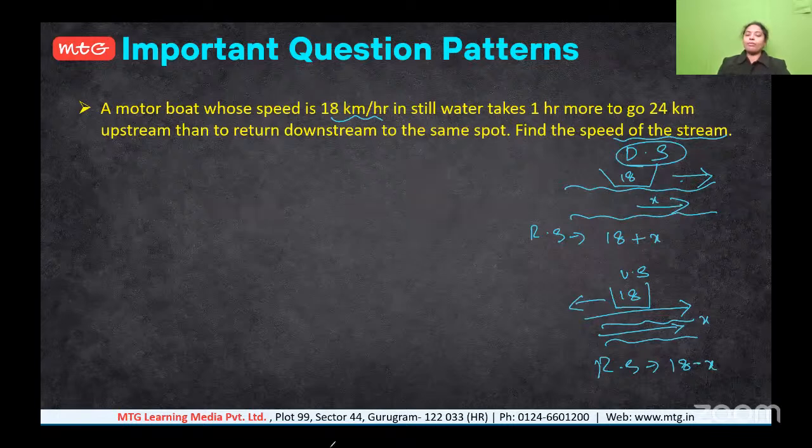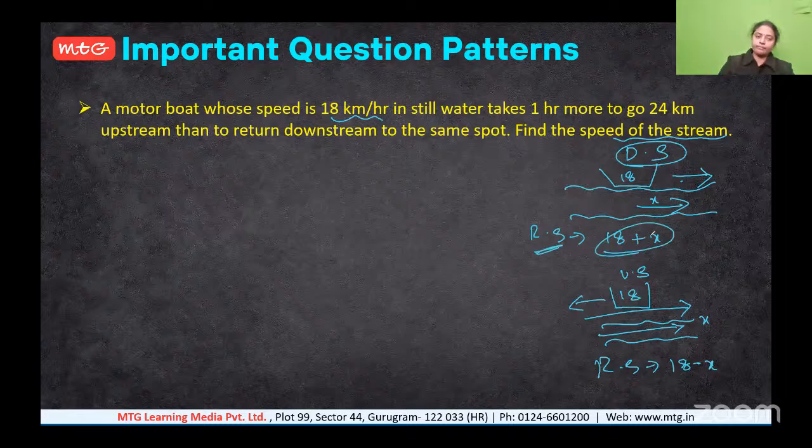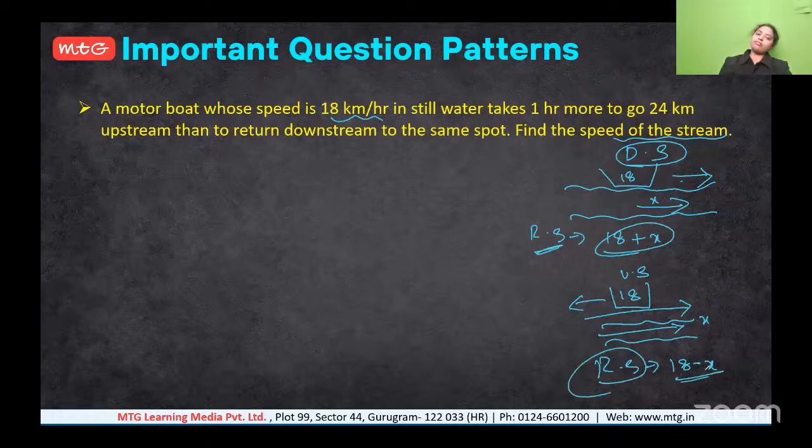So what is the point that you need to remember in upstream and downstream is, in downstream, the ultimate speed is nothing but the sum of speeds of the boat and water. In the upstream, the ultimate speed is nothing but the difference of speeds of boat and water. Always remember, boat की speed पानी की speed से ज़्यादा होती है. So in the difference case, we take boat speed minus water speed.